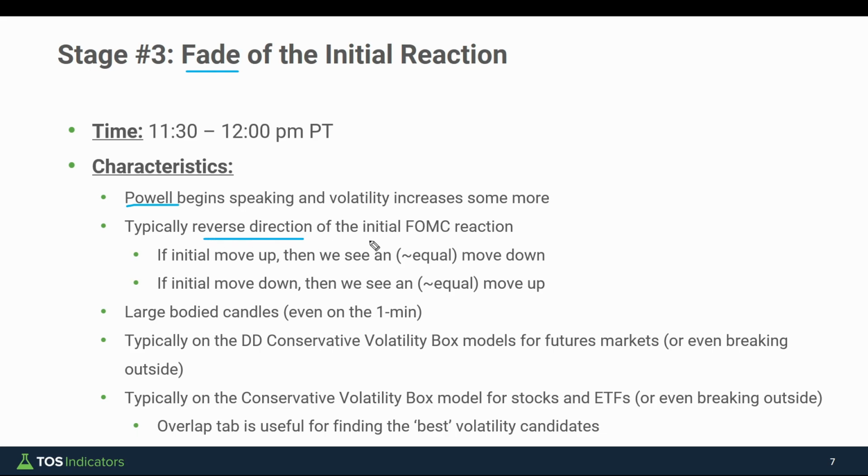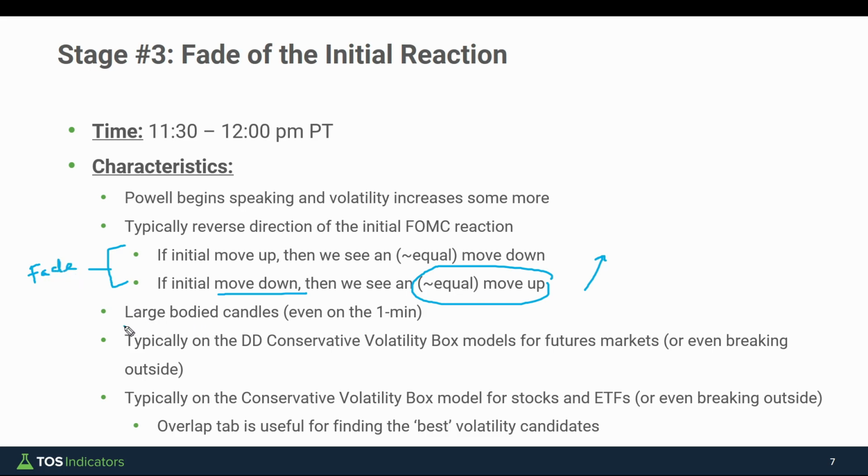We tend to reverse direction based on whatever we saw in stage 2. So in today's case, we had a move to the upside, so we see a reaction where we have a fade back down to the downside. Typically, this fade is equal to the same move that we had on the upside. So we have the equal and opposite reaction here from the markets, from the algos, whatever it is trading behind the scenes. Now for the days in which we've had an initial reaction to the downside, we've seen the opposite, an equal and opposite move, but this time to the upside. So in either case here, we have a fade of the initial reaction that we saw from stage 2.